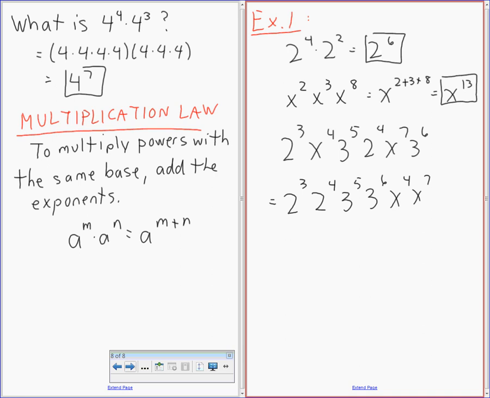Yeah, sorry, Derek, right? Yeah, it's just like collecting like terms, right? The 2's go together, the 3's and sort of the x's. Are 2 and 3 the same base? No, they're both numbers, okay?